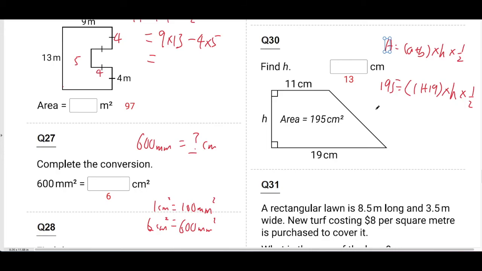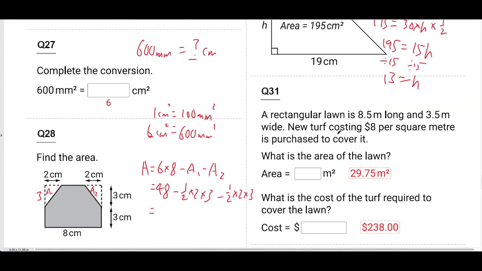Now we have to simplify this. So 195 is equal to, what's 11 plus 19? 30, good. 30 times H times a half. Now, what's 30 times a half? Oh, actually, it doesn't matter which order you do it. 30 times H gives you 30H. 30H times a half will give you 15H, right? And then to find H, you divide both sides by 15. So then you get H is equal to 195 divided by 15, which gives you 13. So okay, question 30 can be a bit tough, so I'll forgive you if you get that wrong.